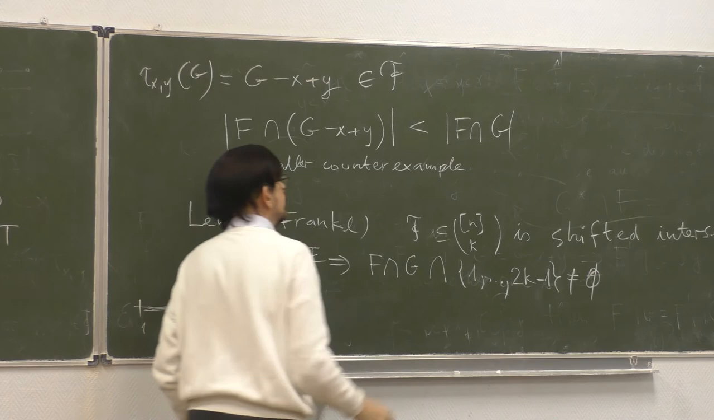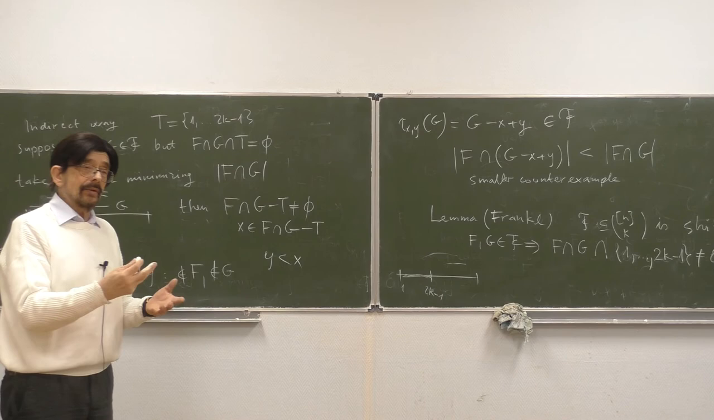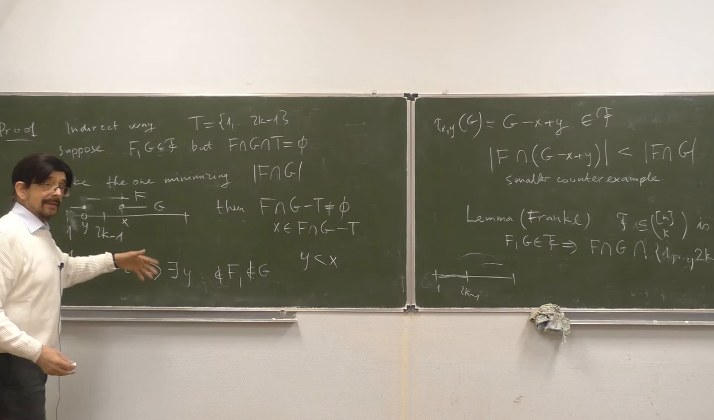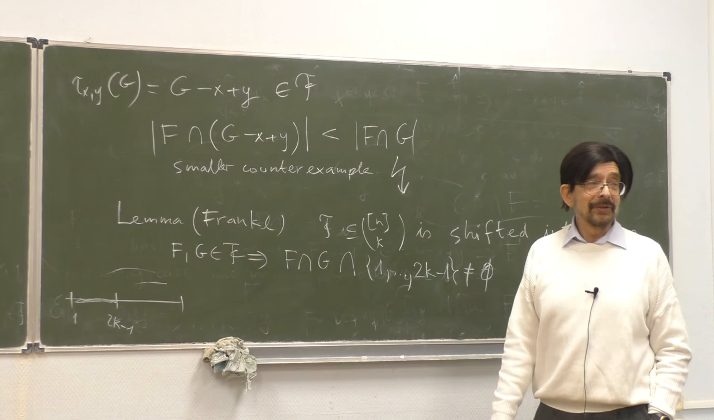Of course, in such proofs, you have to see that it cannot go down to zero, but it's obvious that the intersection cannot be zero outside if they don't meet inside, because they have k elements. So this is a contradiction. I think this is a Hungarian notation for contradiction. It's not used in other countries. So we proved the lemma.